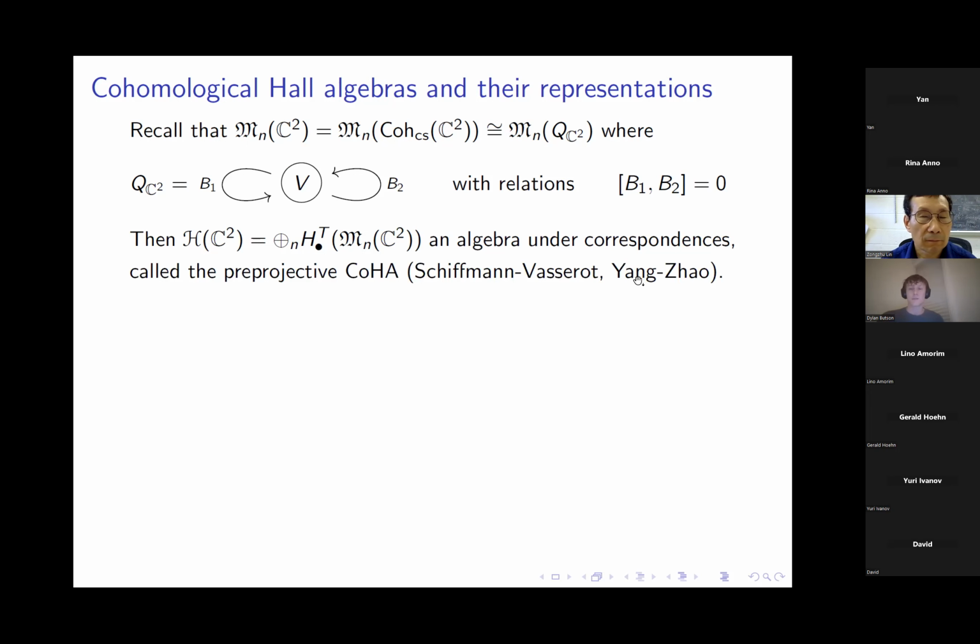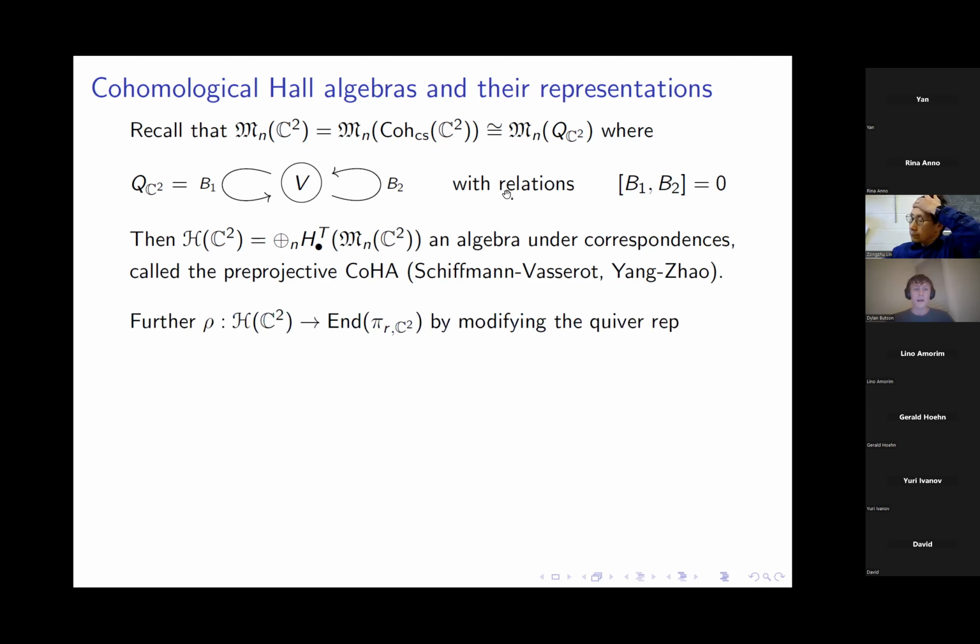It was studied probably by many people, but Schiffmann-Vasserot studied it, and especially in this case, quite a lot. And Yaping Yang and Gufeng Zhao have a paper which studies, in maybe a little bit more general terms, the pre-projective CoHA. And now, again, similarly to what I explained in the outline on the first slide, there are some natural geometric representations of these pre-projective cohomological Hall algebras that come from studying framed representations of this quiver. And there's a very nice paper of Yang that explains this general principle.